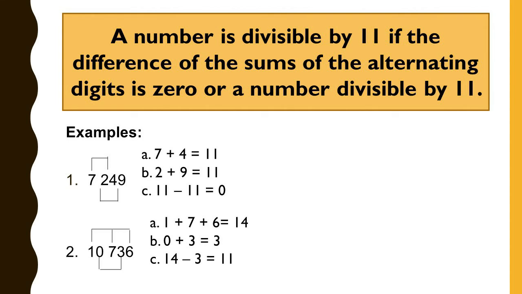For our second example, 10,736. 1 plus 7 plus 6 is equal to 14. 0 plus 3 is equal to 3. Subtract the sums of the alternating digits. 14 minus 3 is equal to 11. Since the difference is divisible by 11, then 10,736 is divisible by 11.